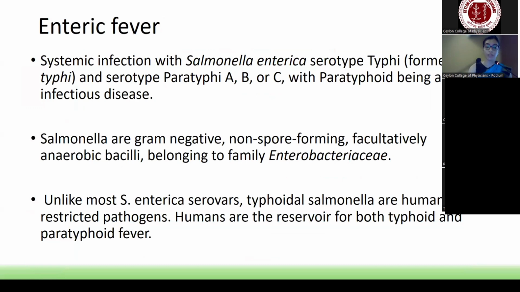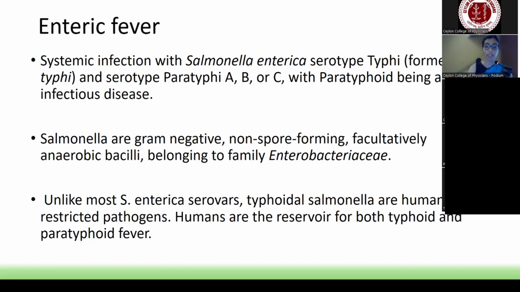So, enteric fever is a systemic infection with Salmonella enterica serotype typhi, formerly known as Salmonella typhi, and serotype paratyphi A, B, or C, with paratyphoid being a milder infectious disease. Therefore, I will be mainly concentrating on typhoid in this presentation.